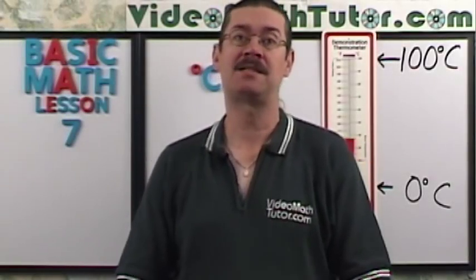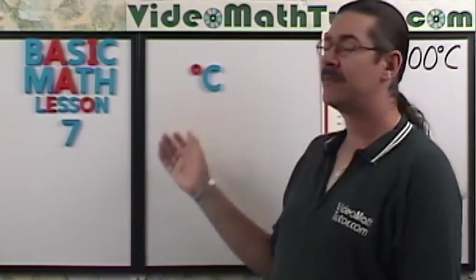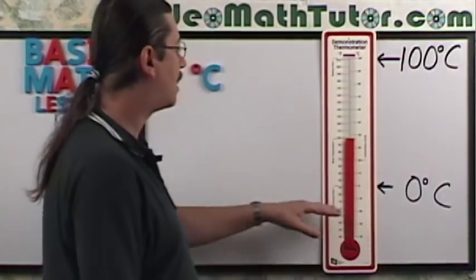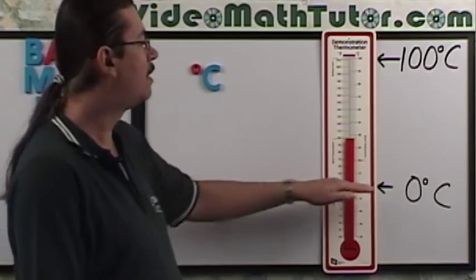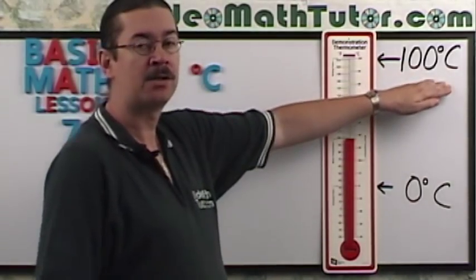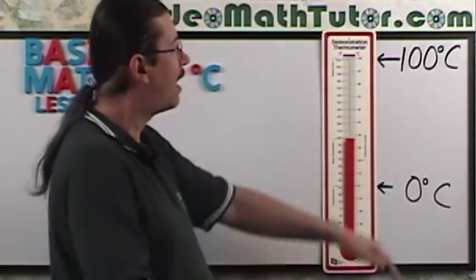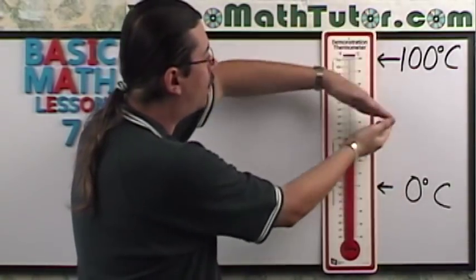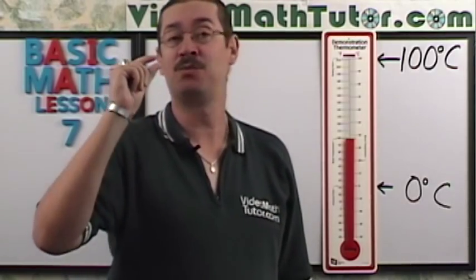Now for degrees Celsius, right here is my symbol. And in a similar way, I designate the freezing point of water to be 0 degrees Celsius, the boiling point to be 100. So if I want a single degree, I have to divide this into 100 equal parts. Each of those little parts is 1 Celsius degree.